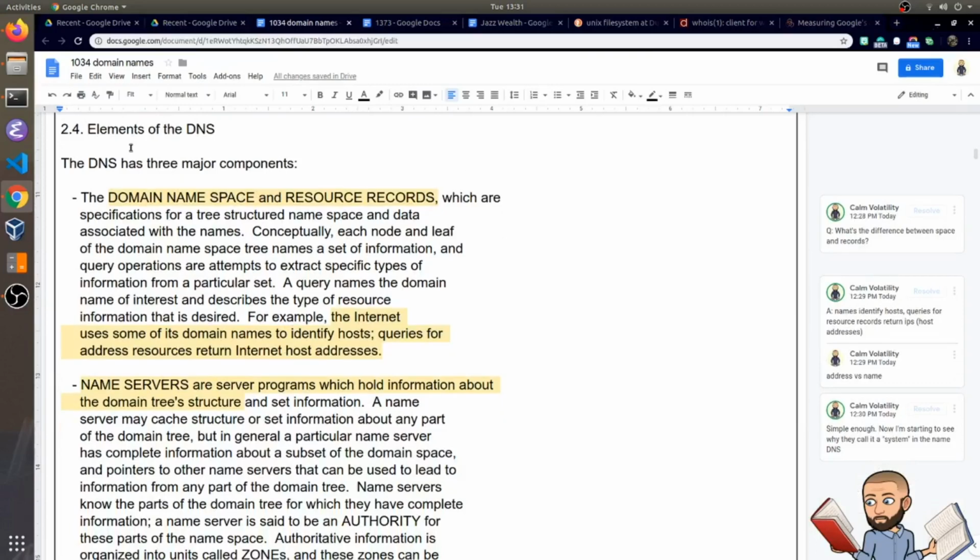In part 2, we'll go ahead and go over elements of DNS and just keep on reading RFC 1034.